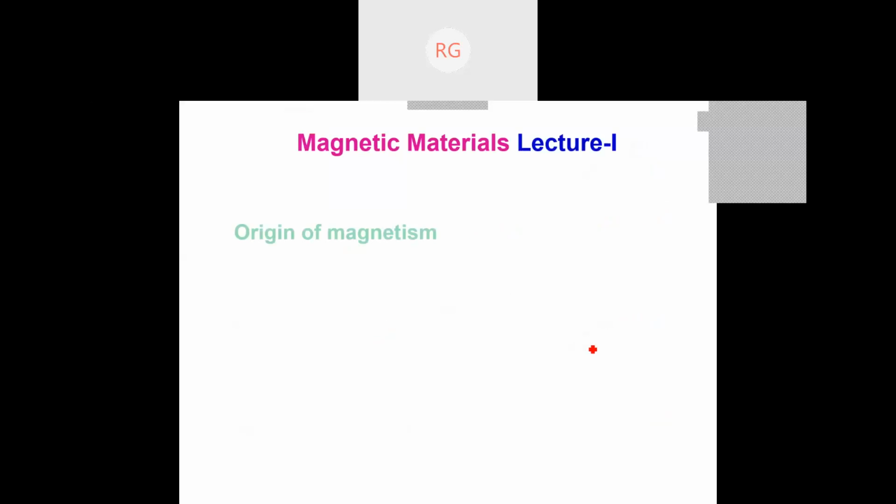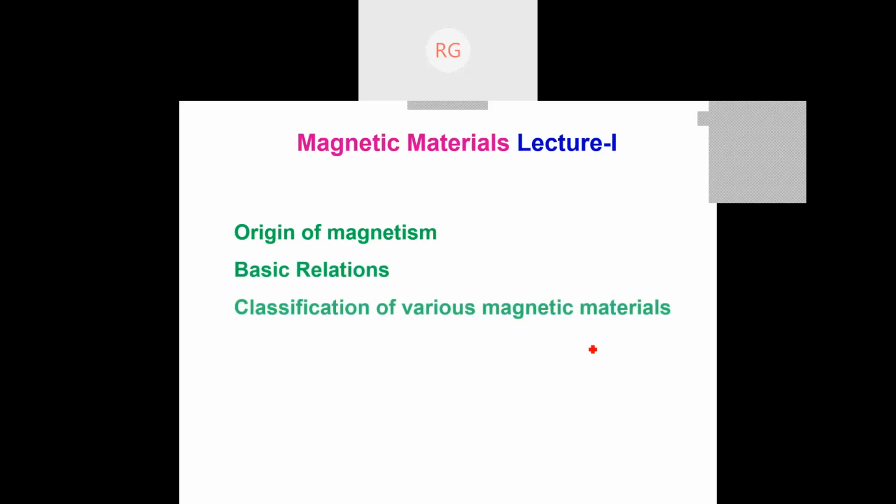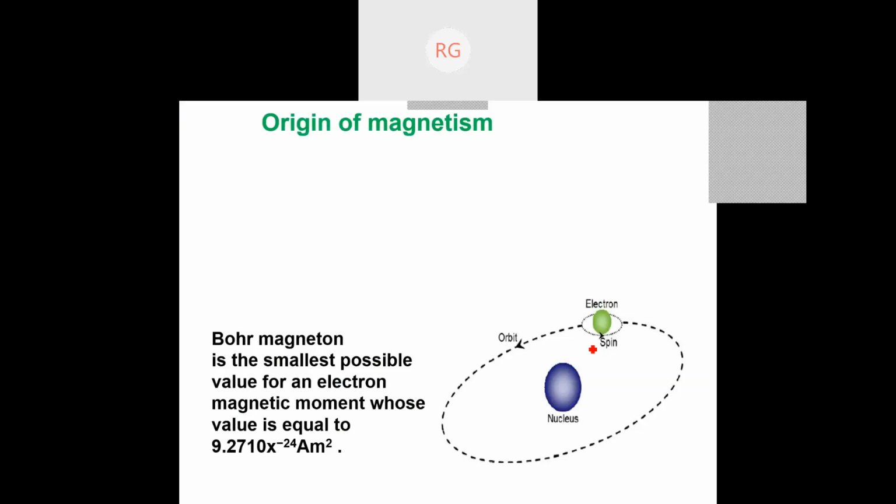Now our aim is to see why some of the materials are showing magnetism, and thereby what is the origin, why magnetism arises in the materials, and why some materials have very good magnetic properties and others will not show magnetism at all. And next, see what is the basic relation between various magnetic parameters, and then we will see in this class the classification of various magnetic materials based on various phenomena. And look at this first, we look at the origin of magnetism.